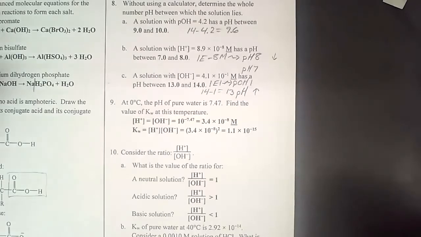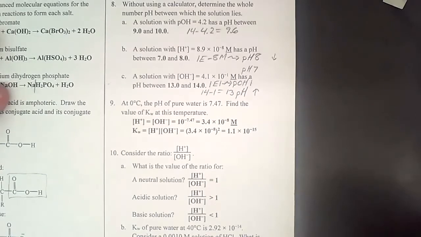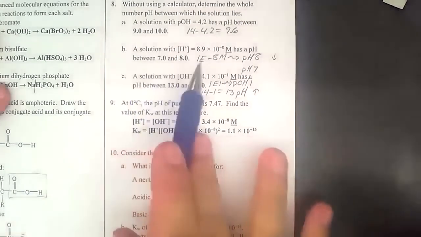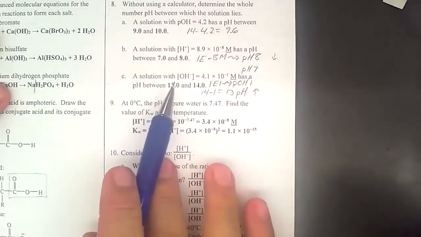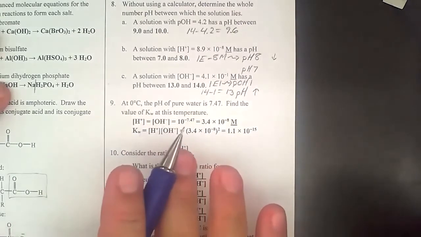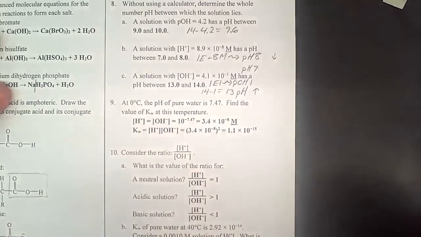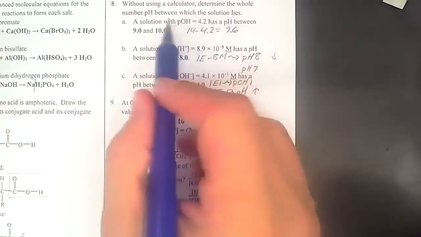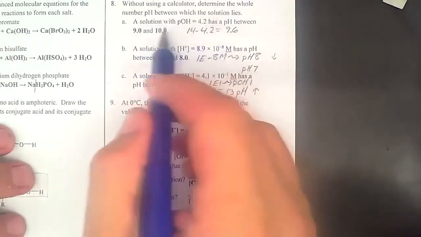8 requires some actual thinking, but they do think you can do this on a multiple choice test if you calm down and really put your brain in gear. A is not so hard. B and C require some actual thinking. So hit pause and have a think and go ask your teacher questions or something later if you still need it. So without using a calculator, determine the whole number pH.